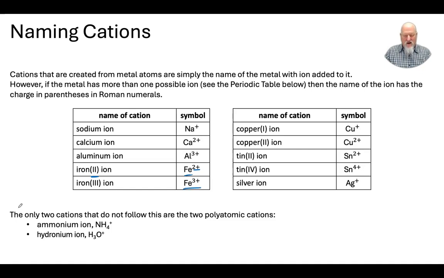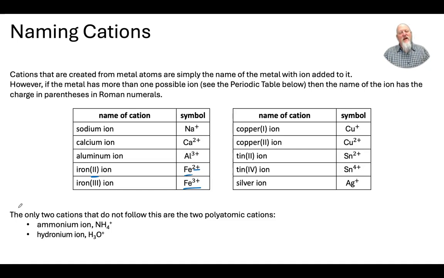Another iron ion that's stable is Fe3+. When we name it, it would be the iron(III) ion, because that III tells us the charge of the ion. Other examples: copper has two main ions, copper 1+ and copper 2+. The Cu+ ion is called copper(I), with the Roman numeral I in parentheses. The Cu2+ ion is known as the copper(II) ion, with Roman numeral II in parentheses.